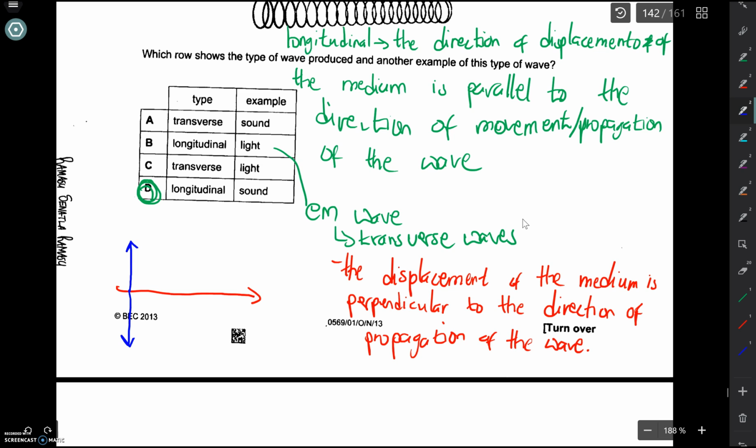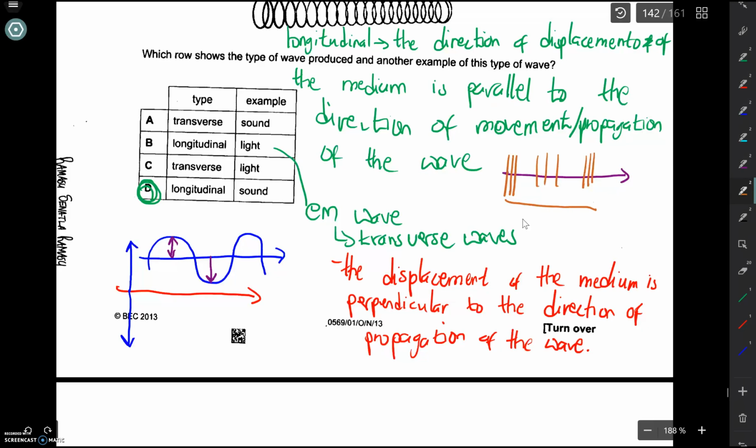So say you have a wave on a rope, the rope will have this shape, right? The wave will be moving in this direction, but the rope is being displaced upwards and downwards, right? But for a longitudinal wave, if the wave is moving in this direction, then the medium will be displaced backwards and forwards, right? The medium will also move in this direction, well, forward or backward.